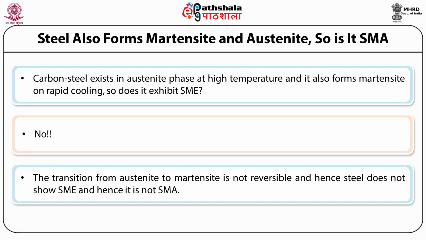The temperature difference between the austenite and martensite phases of carbon steel alloy is approximately 700 degrees Celsius. Hence, carbon steel does not exhibit the shape memory effect.